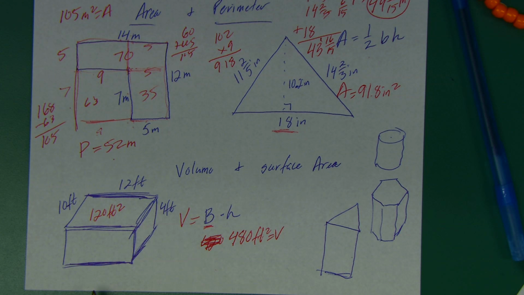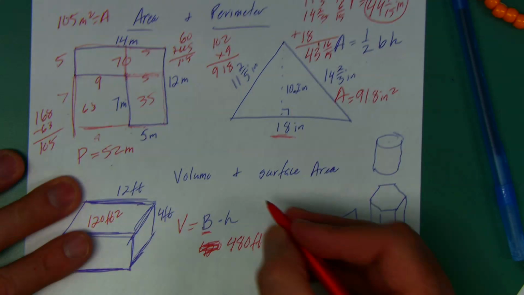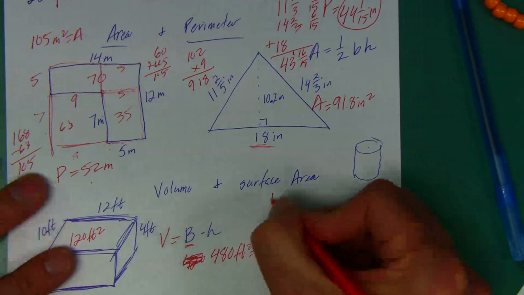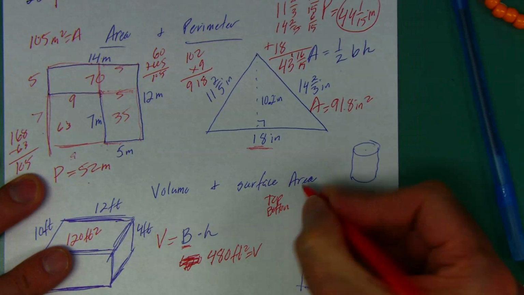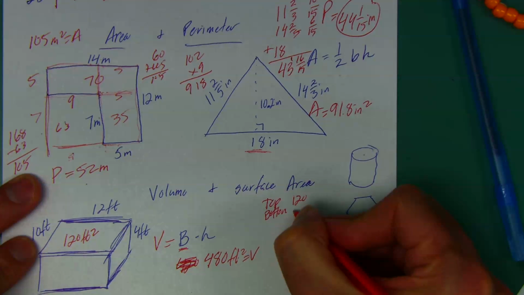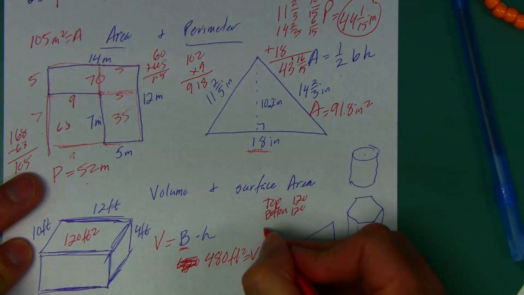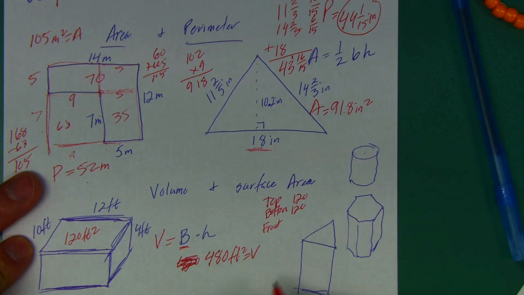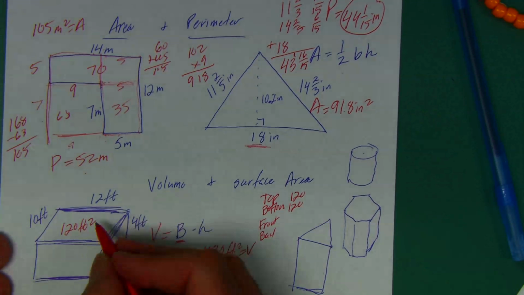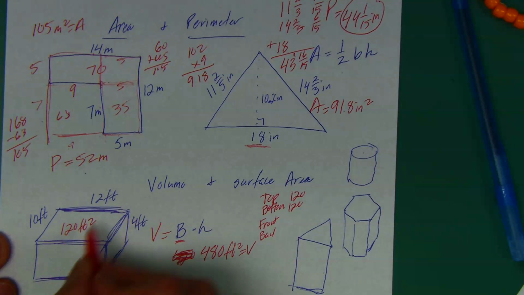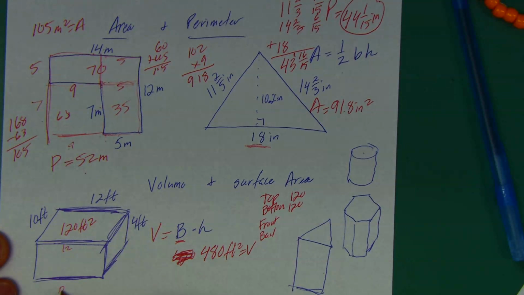Okay, what's the area of the top? You got it. What's the area of the bottom? The same. So on the surface area, you're getting the top plus the bottom, and each of those is 120. Then you're getting the front plus the back. That'll be the same. And what's the front? Well, I know that that's 12, so this is 12, and this is 12.